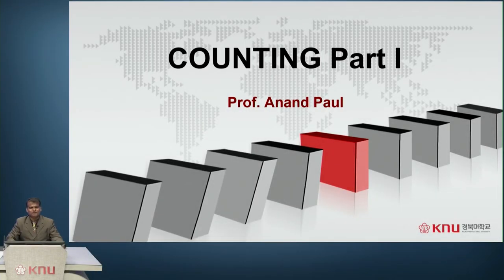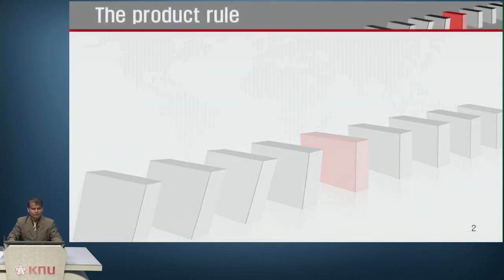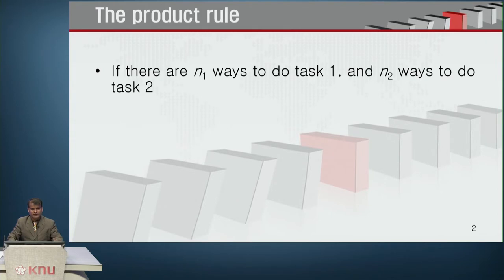Hello everyone, welcome to this course on discrete mathematics. Today we are going to consider aspects of probability and counting. Counting seems to be very simple, as if you are counting the number of things in a list. As we move on, we will see there are a lot of other aspects involved in counting. For example, we have something called the product rule that gives us the combination of things.